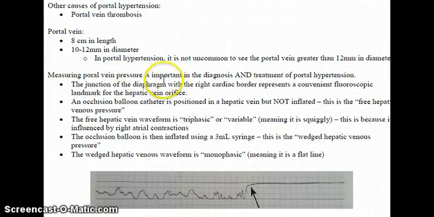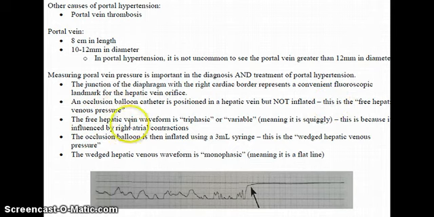Measuring portal vein pressure is important in the diagnosis and treatment of portal hypertension. So measuring that pressure can diagnose a patient with portal hypertension, and it can also help in the management of it. The junction of the diaphragm with the right cardiac border gives us a good landmark under fluoroscopy. An occlusion balloon catheter is positioned in the hepatic vein but not inflated, and then pressure is recorded, and that would be the free hepatic venous pressure.